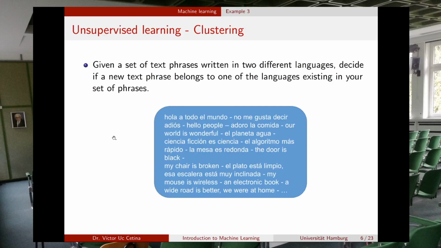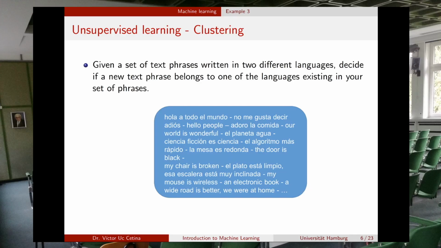There is a second kind of learning problem, which is called unsupervised learning. One very specific case of unsupervised learning is called clustering. In clustering, we need to create or detect groups of information. For example, given a set of text phrases written in two different languages, decide if a new text phrase belongs to one of the languages existing in your set of phrases. Here we have sentences in Spanish and sentences in English, but we are not given information about the labels of these phrases. We are just given the phrases, but we are not told, for example, this phrase is in Spanish and this phrase is in English. We are just given the inputs.